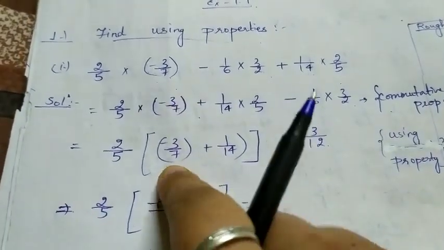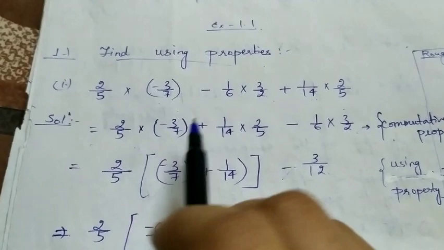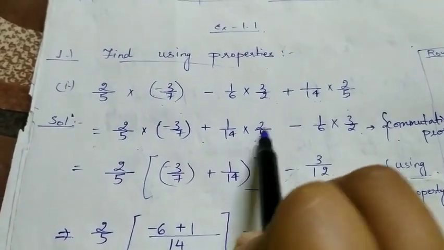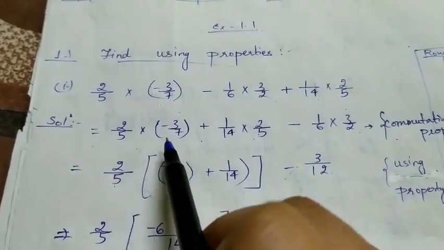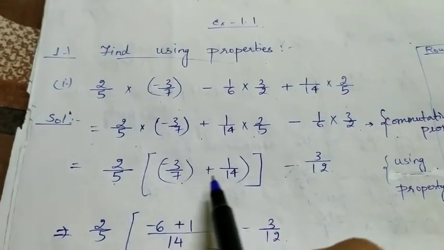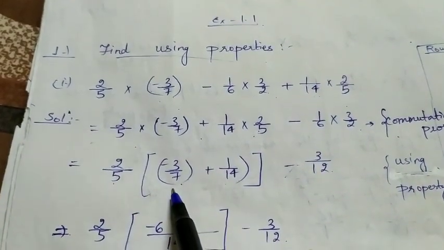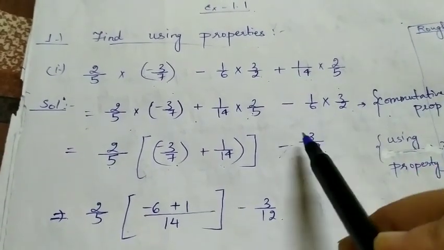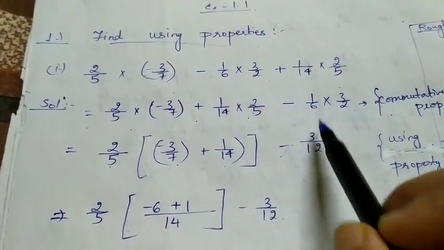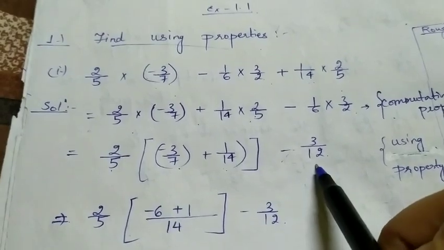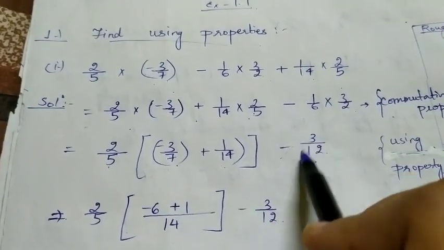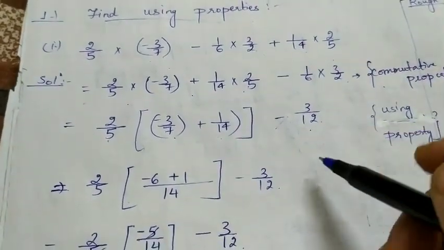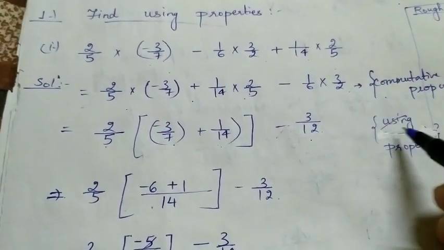In the next step, since 2 by 5 is there in both the terms, it will be taken as common and the remaining part will be left in the brackets. So how can you write? Minus 3 by 7 plus 1 by 14, and then the rest term will be minus 3 by 12, since 3 into 1 will be 3 and 6 into 2 will be 12. I hope you are getting these two steps. Now after this, what are we going to do?